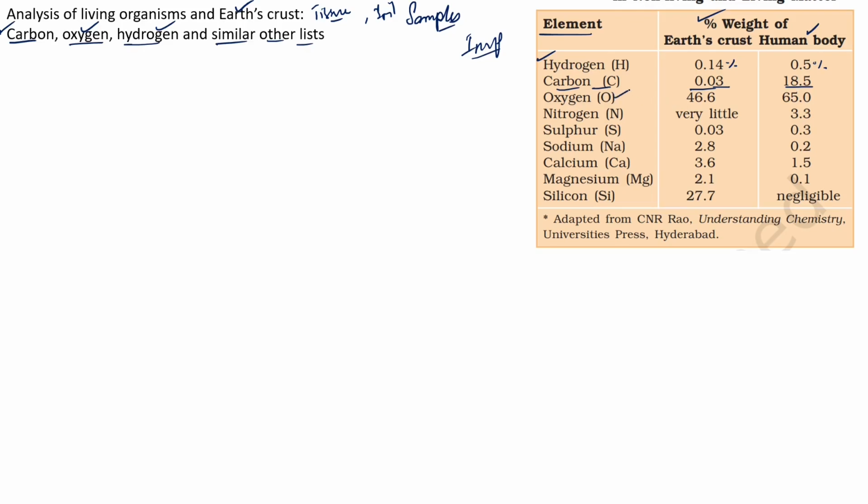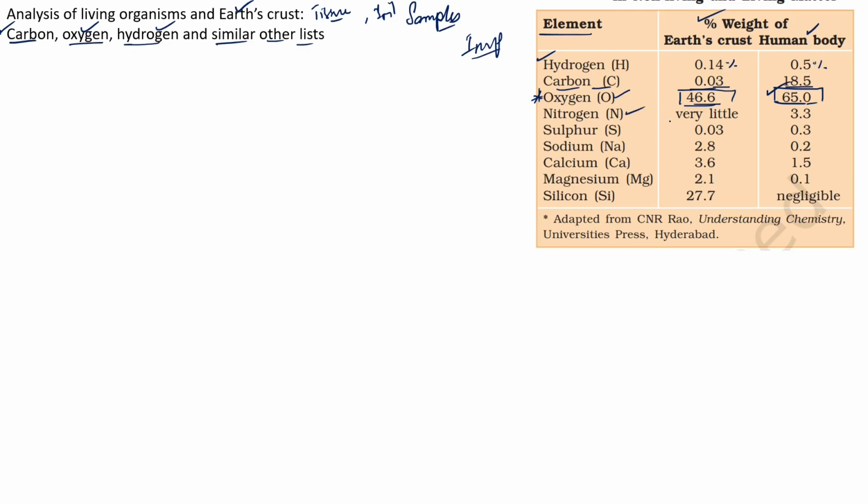In the case of oxygen, it is one of the most abundant elements present in the earth crust, around 46.6 percent, and in the human body it is around 65 percent. If you look into all other constituents, you can easily notice that oxygen is very important in terms of percentage of weight, both in the earth crust and in the human body. In the earth crust the most abundant is oxygen, and even in the human body it is the most abundant. But when you compare the human body and the earth crust, you can clearly see that oxygen is more in the human body than in the earth crust.